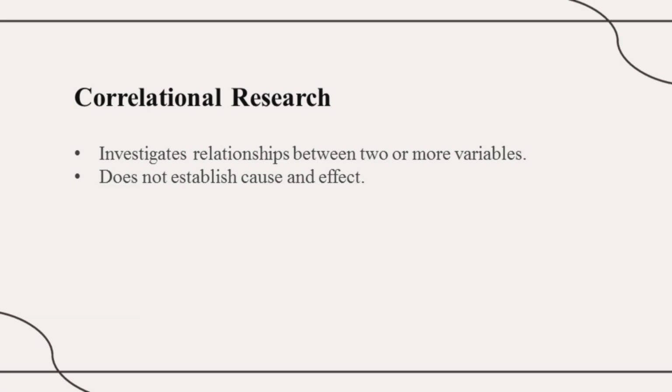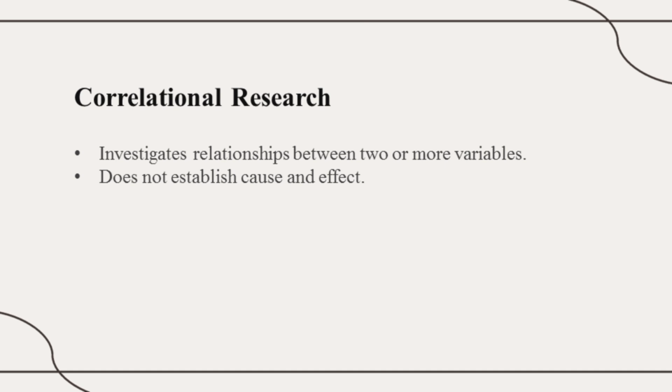Next is correlational. So correlational, as the name suggests, is going to find out the relation between two or more variables. So to ascertain whether there is a correlation between two or more variables. So here the cause and effect is not established, only the relation between the two variables. So it is not saying that because of variable 1, variable 2 is increasing. It is just saying that there is some relationship between these two variables.